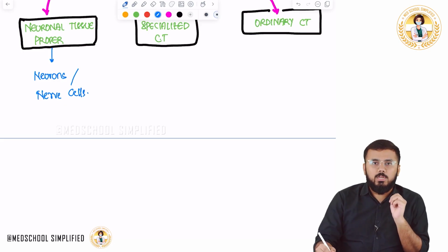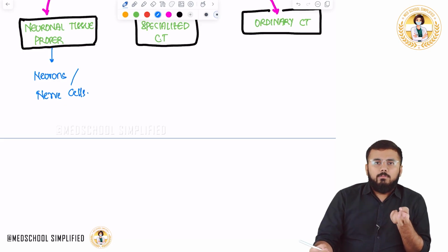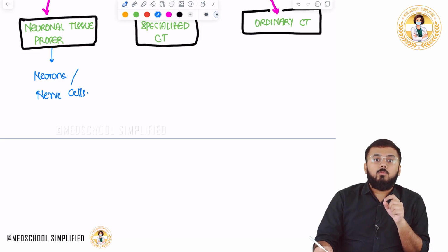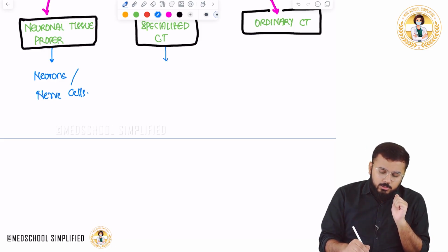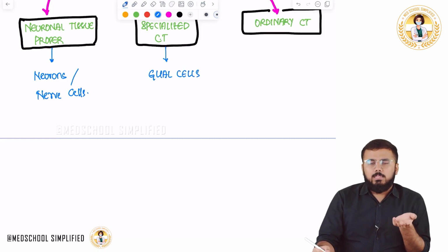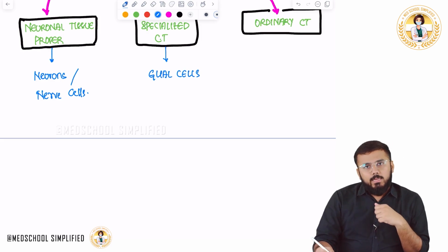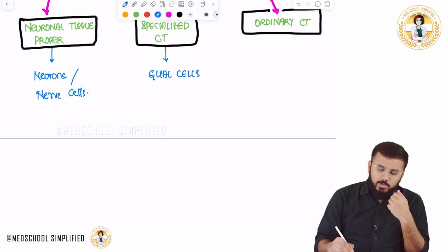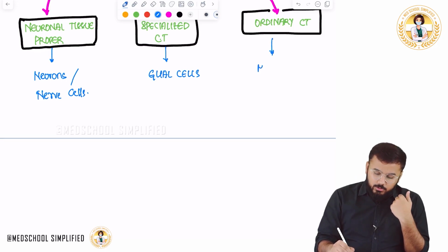When it comes to specialized connective tissue, what do you have in it? You have glial cells. Specialized connective tissue comprises glial cells. There are different types of glial cells; I will discuss them later on. The third important thing is ordinary connective tissue. Ordinary connective tissue has what? Meninges. So ordinary connective tissue is what has your meninges.